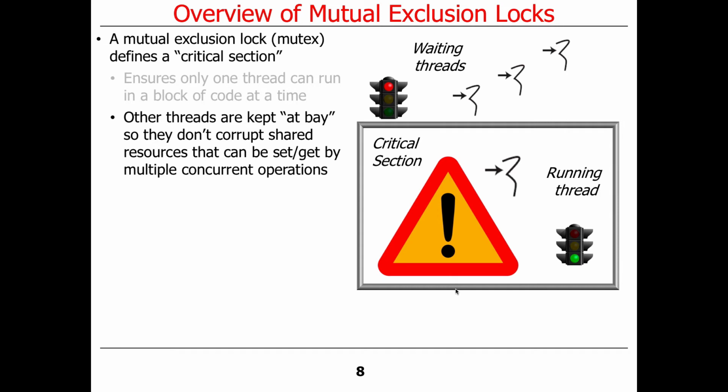During the time that thread is in there with the critical section locked, or the lock acquired, any other threads that come along are kept at bay so that they don't get into the critical section and somehow corrupt the state by setting and getting the state via multiple concurrent operations. So we only want one thing taking place at a time. That's the basic idea. Everybody else just has to wait. They might spin, they might sleep. We don't worry about that too much at this point.